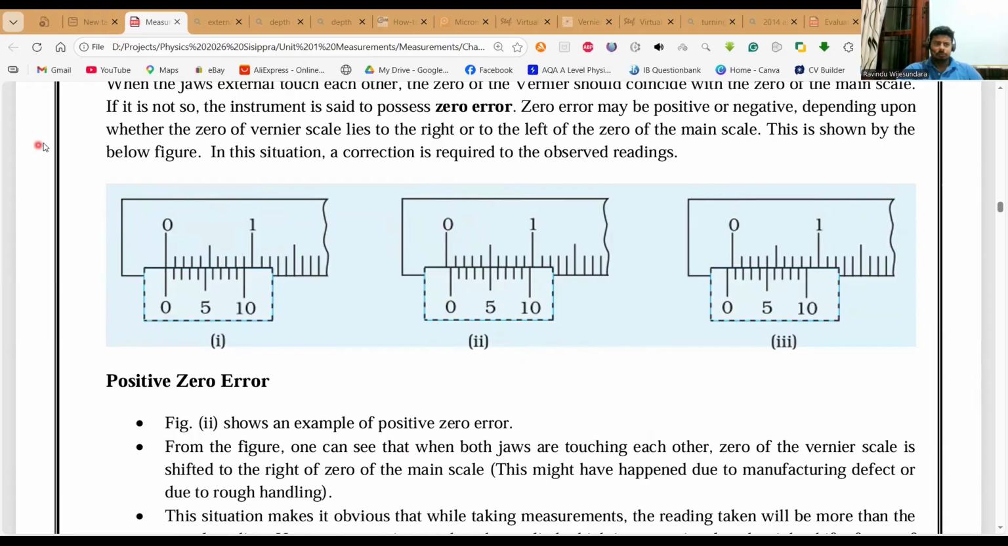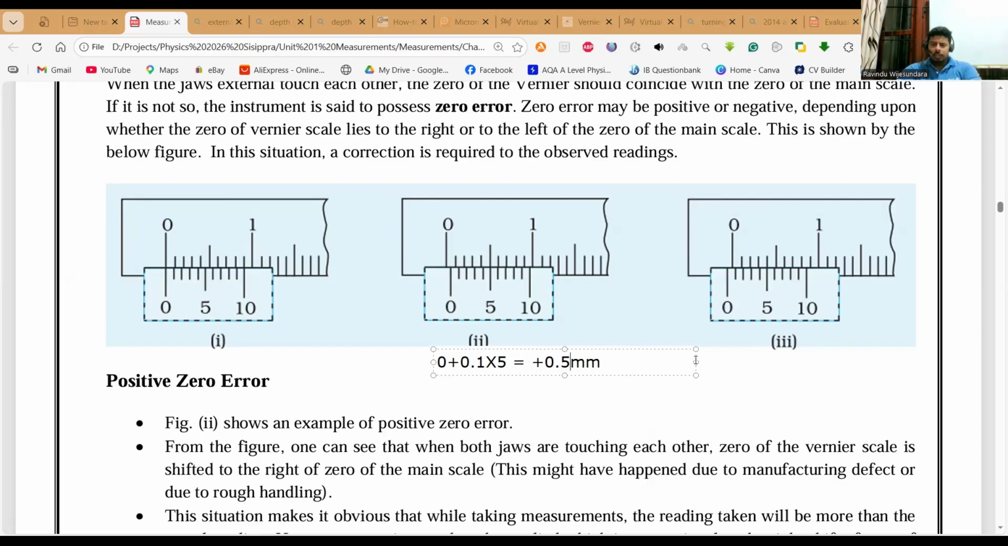Main scale is 0. So if you read the reading of this one right now, 0 plus 0.1 multiplied by the fifth one. They have the least count, sorry, so the zero error is 0.5 millimeters and it is located to the right side of the main scale 0. Therefore, it should be a plus 0.5 millimeter is the zero error.